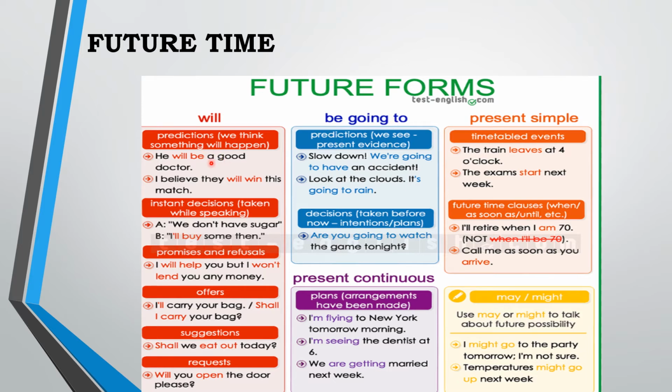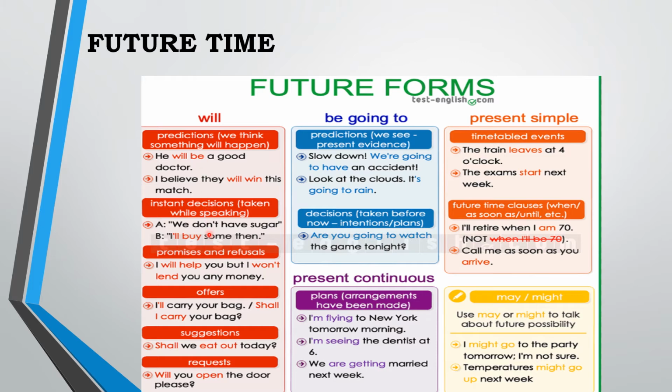We may think about something that will happen. Okay, we are not sure about it. Predictions are when you're not sure about something, you can just assume things. So these are predictions. He will be a good doctor. You're assuming it. You're not sure whether he will definitely be a doctor or whether he'll definitely be a good doctor, but you're saying he will be a good doctor. I believe that they will win this match. So it's a prediction. So predictions, you will use will.